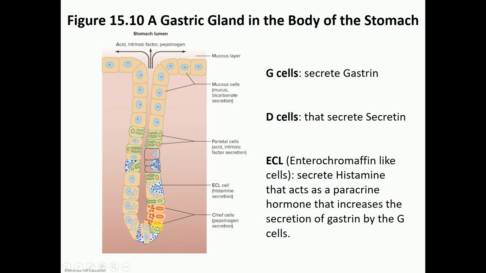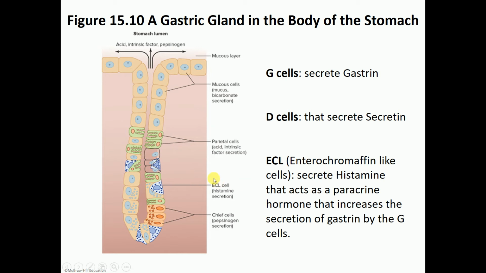These are the cells lining that gastric pit, and all of these cells make different things. So let's take it from the bottom up. We have these chief cells. These chief cells secrete pepsinogen, and notice it is pepsinogen and not pepsin. Pepsinogen is an inactive form of pepsin. It is going to later generate pepsin, and it needs hydrochloric acid in order to activate it.